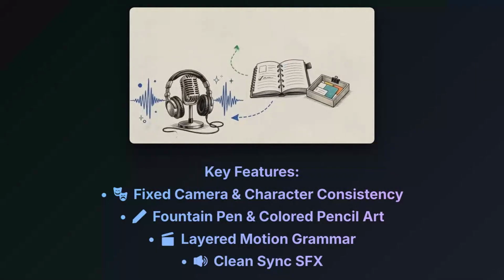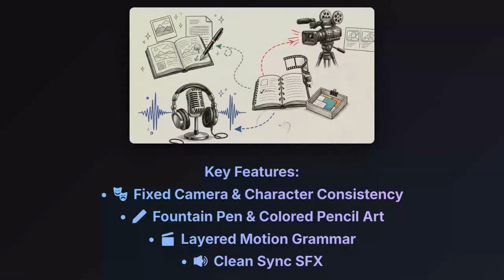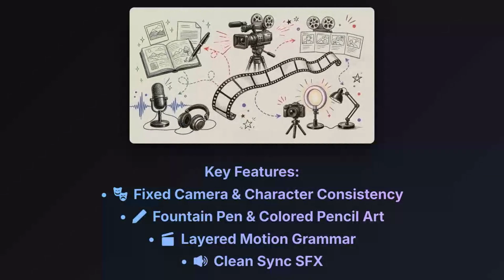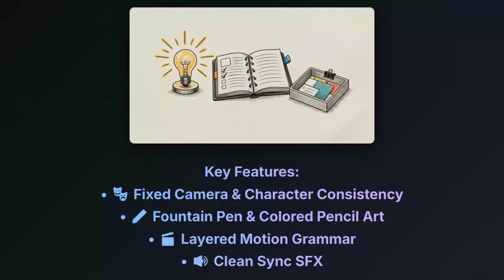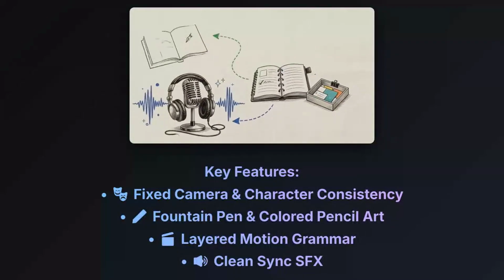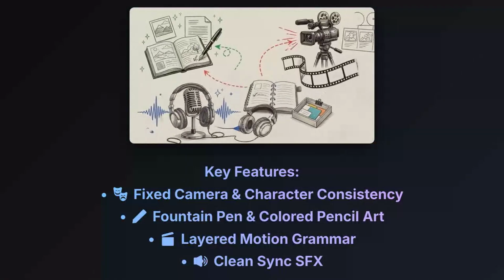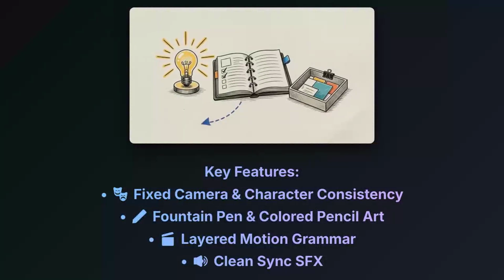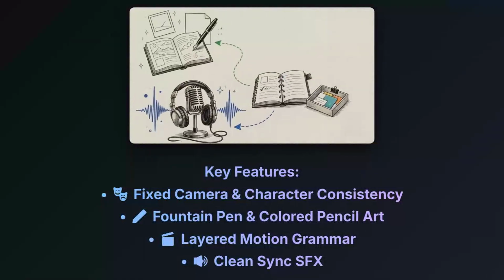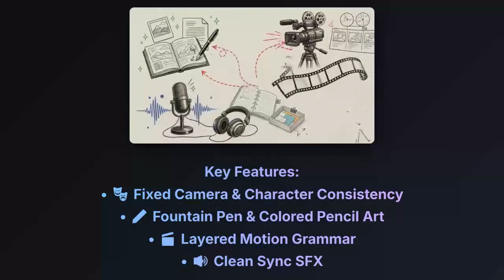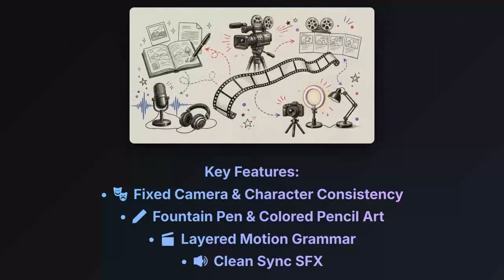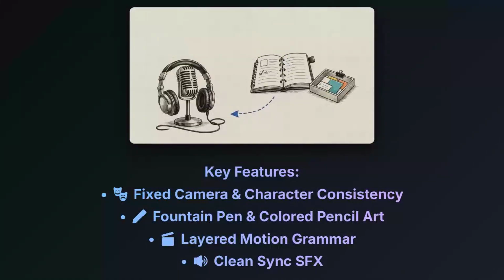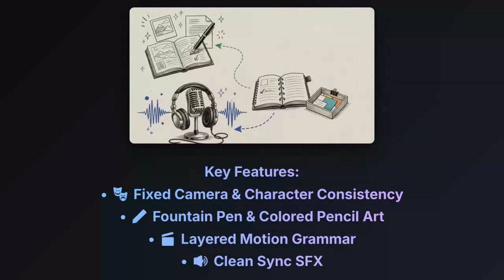What makes this system unique is its strict motion grammar. Fixed camera perspectives keep character identities and page layouts rock solid. Movements are constructed in layers: primary actions, microgestures like breathing or blinking, and staggered icon reveals. Connecting arrows have strictly defined start and end points without messy visual artifacts, and sound effects remain light and synchronized without annoying pencil scratch noises.